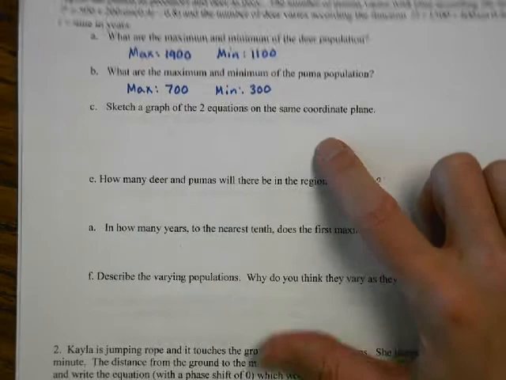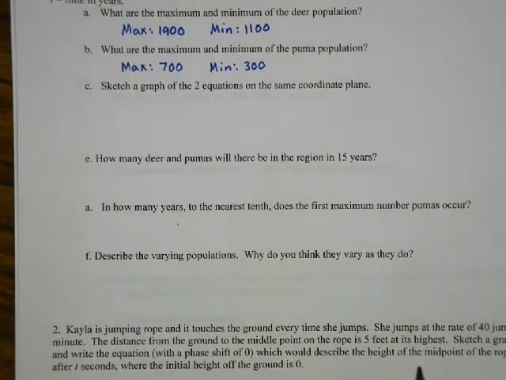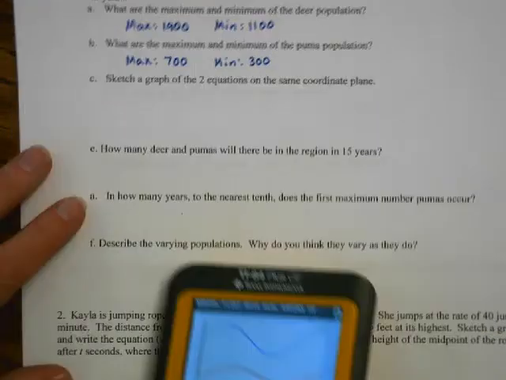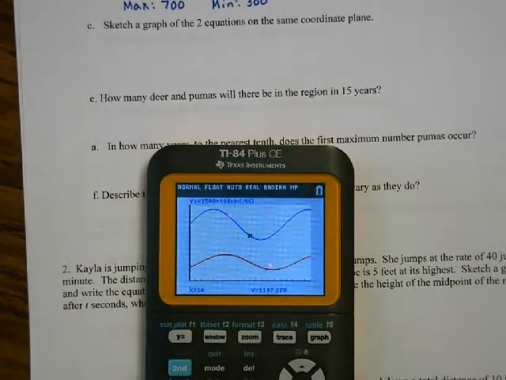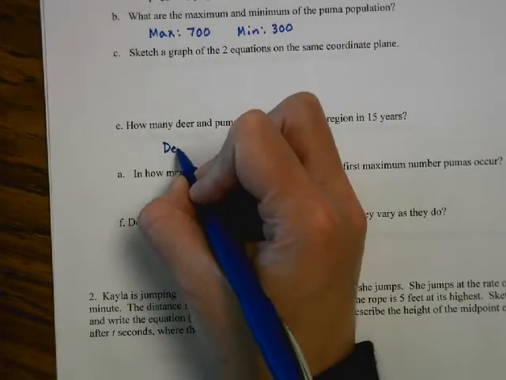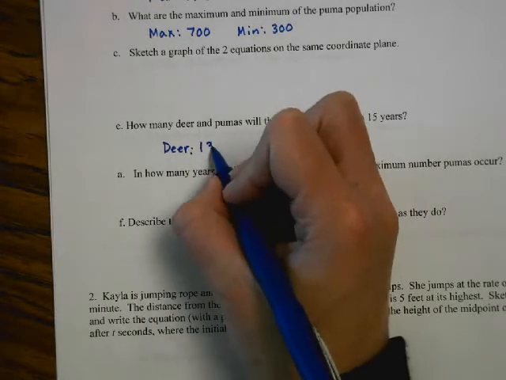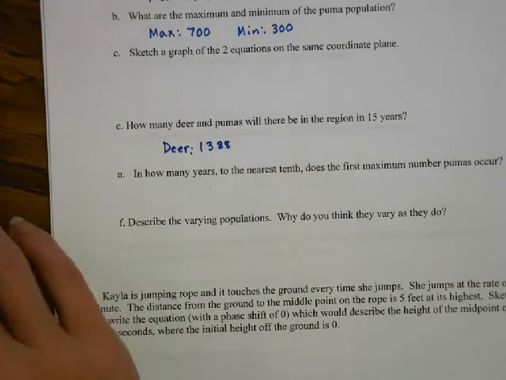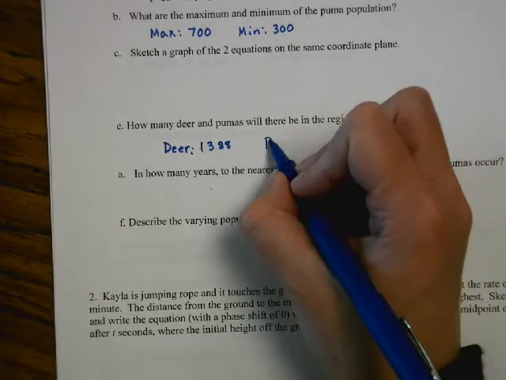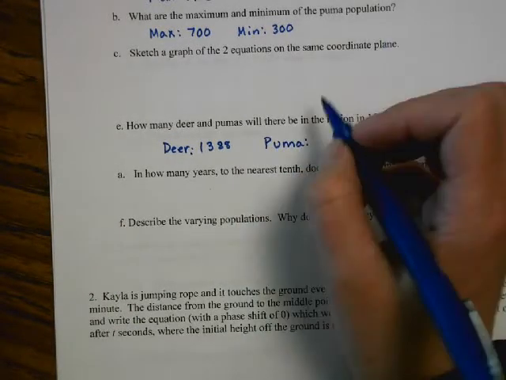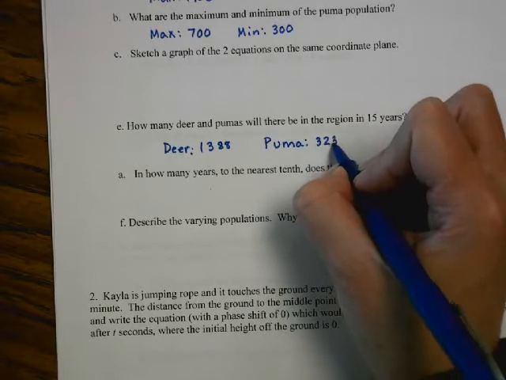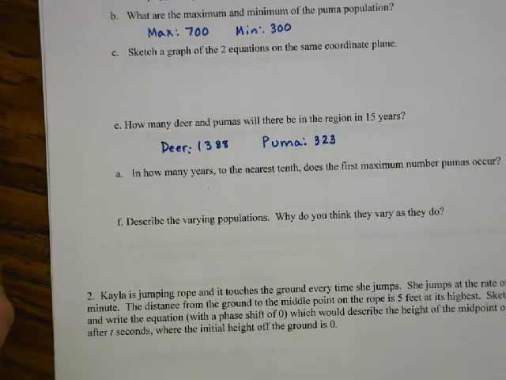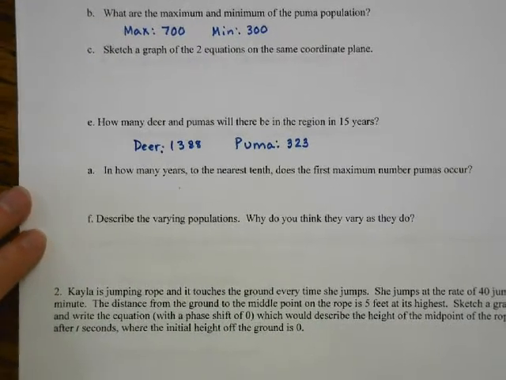You can sketch the graph for how many deer and pumas there will be in 15 years. We can go to our graph and just trace to 15. For the deer population, there will be 1,388, and we'll just round to the nearest whole number. For the pumas, again, trace to 15. We get 323.